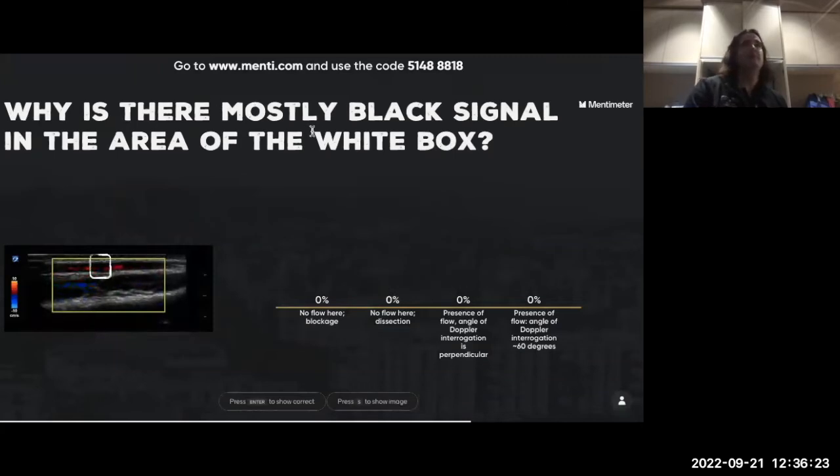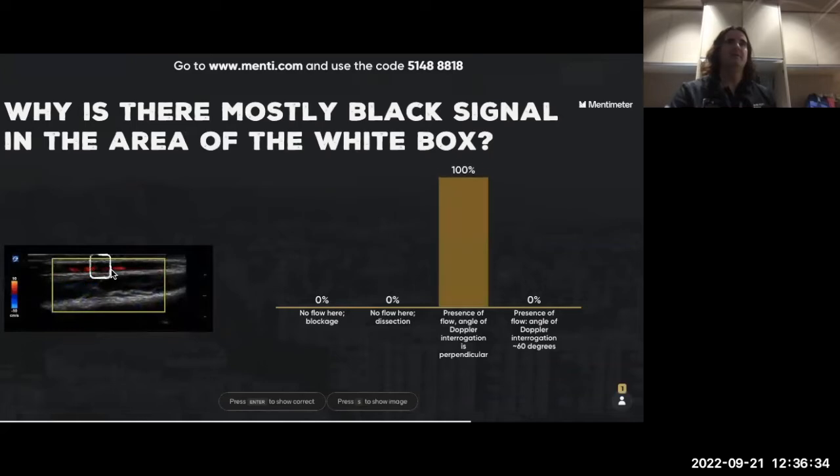So why is there mostly a black signal in the area of this white box? This is a blood vessel, with some red here, but there it's kind of black. Okay, great. So presence of flow, angle of Doppler interrogation is perpendicular. Okay, so your probe is right here over the vessel, and you're applying color in this direction.